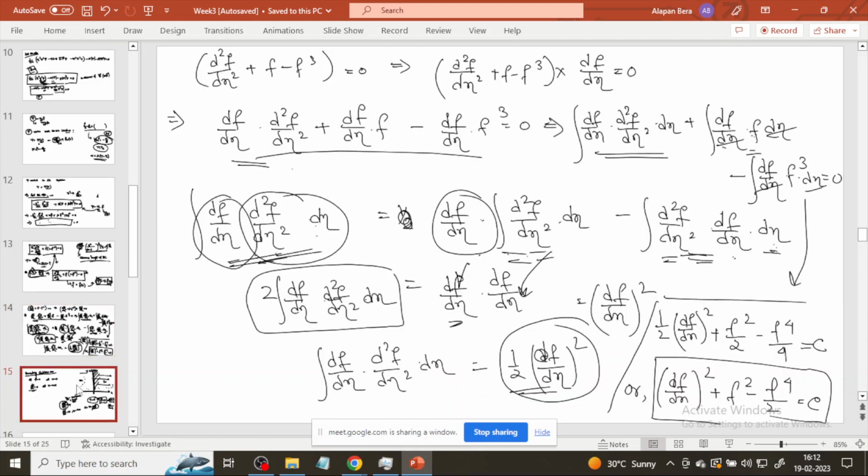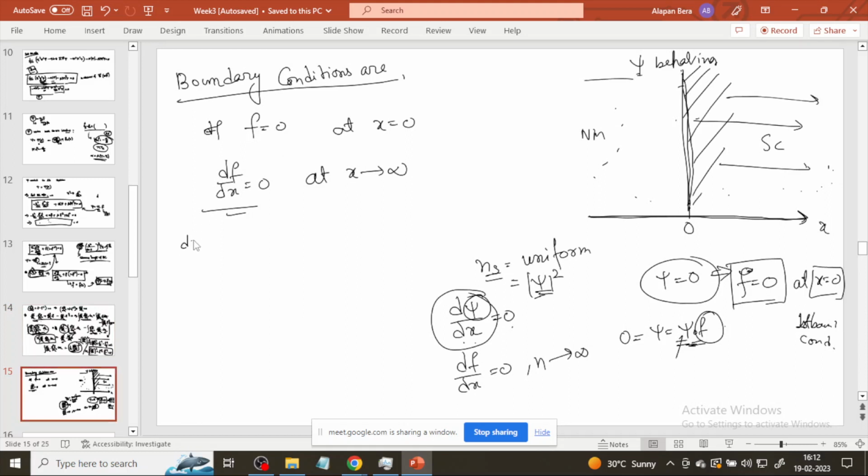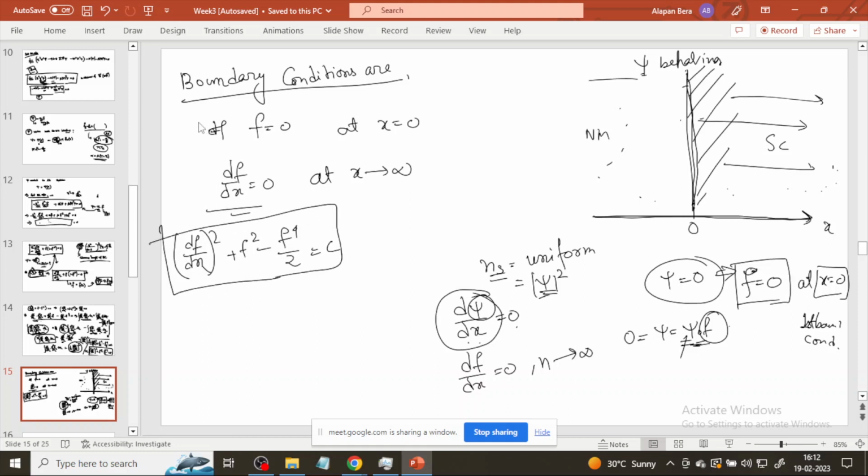The equation is like this: (df/dη)² plus f² minus f⁴/2 is equal to constant c. On top of this equation we have to apply these two boundary conditions to finally get the equation of f(x). f is a function of x.